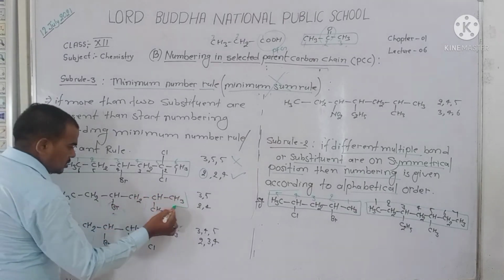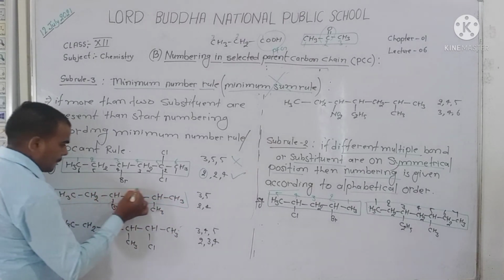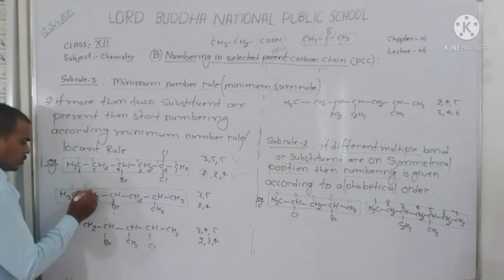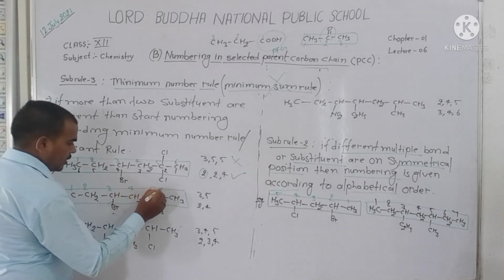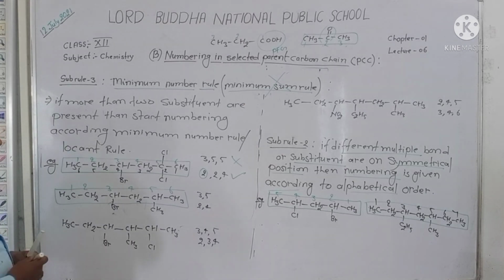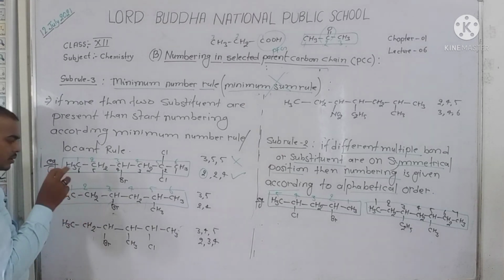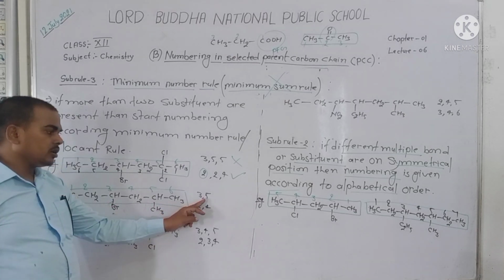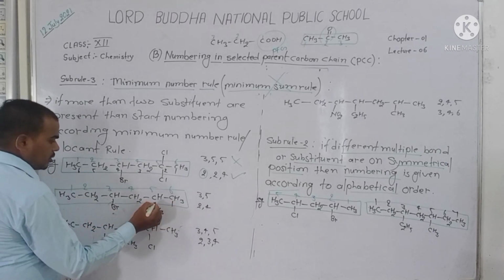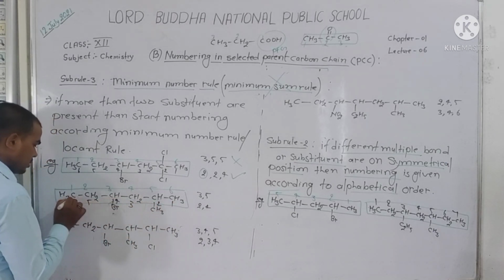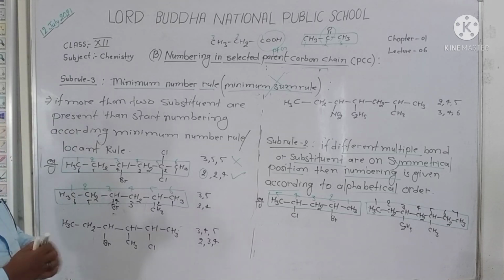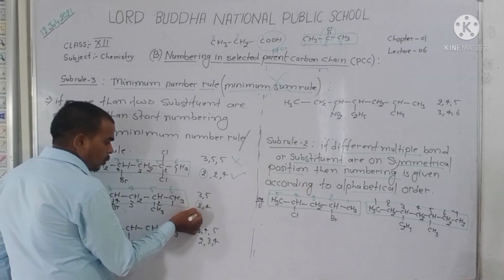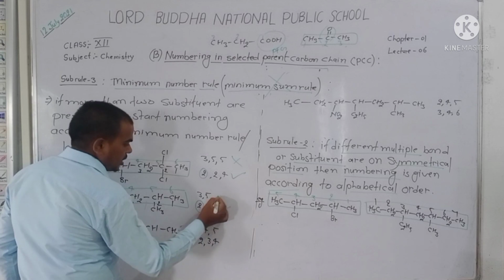the parent carbon chain is here. If you start counting from here, 1, 2, 3, 4, 5, 6, okay, student, then you get substituents at the third and fifth positions. But if you count from here, 1, 2, 3, 4, 5, 6, then substituents are present at 2 and 4. You know that 2 is the lowest number compared to 3. So this one is right, and the other is wrong.